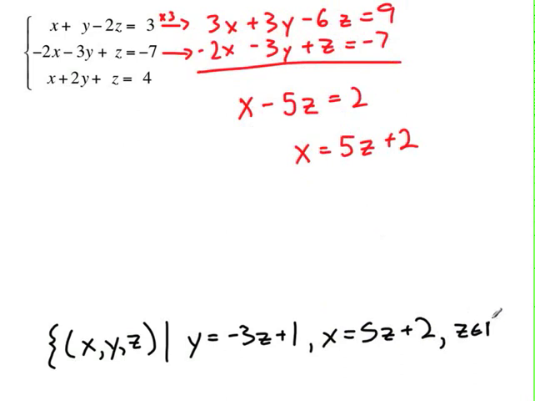So what this says is that I can pick any number I want to be my z. And then after I pick z, I have to plug it into here and here to get my x and my y. So let's have an example. Let's say I want to pick z to be 1. This is just an example. So if I pick z to be 1, then we end up getting 5 plus 2, which means x is going to be 7. And then y is going to be negative 3 plus 1, which is negative 2. So one of my answers is going to be 7, negative 2, 1.